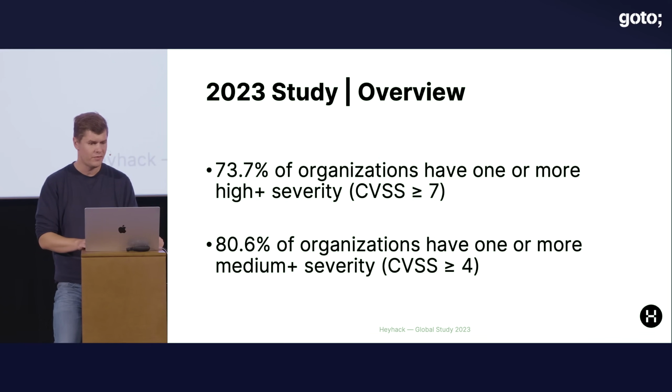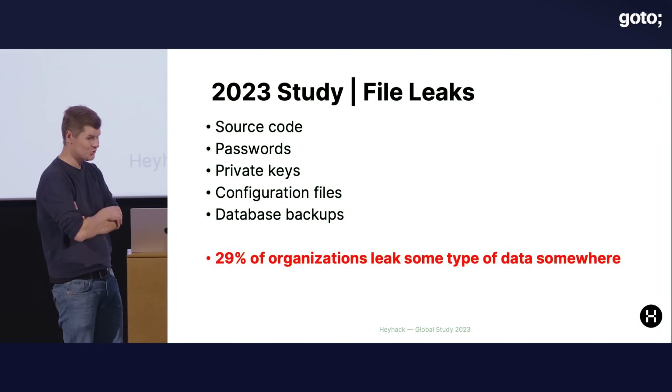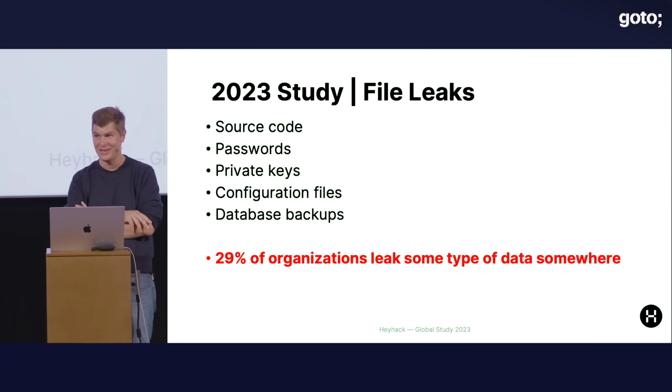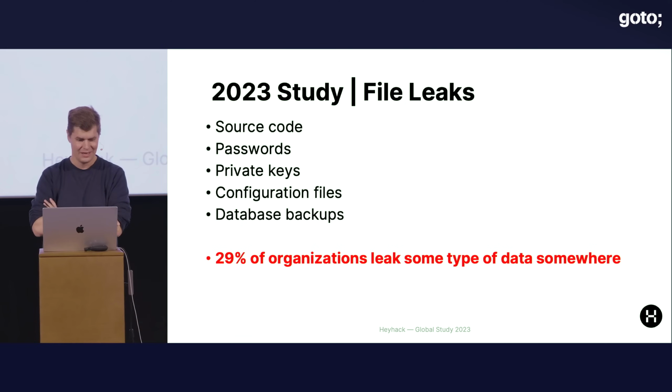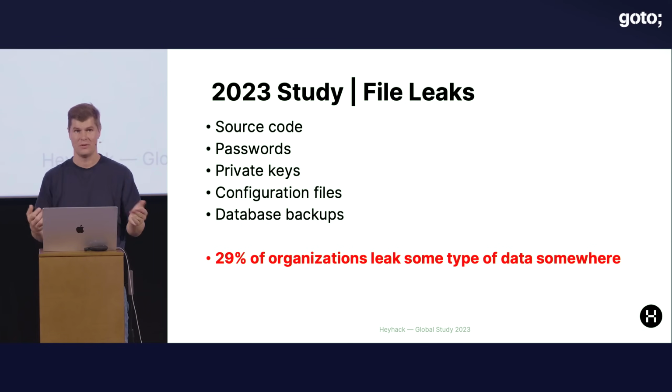So a particular type of vulnerability might be file leaks. And we've seen many interesting things out there, including source code, passwords, private keys, configuration files, and database backups. There's a lot of interesting stuff out there if you dig a little bit. And we found that 29% of all the organizations that we were testing during the study have leaked some sort of data out there. This is a surprisingly high number, if you ask me.